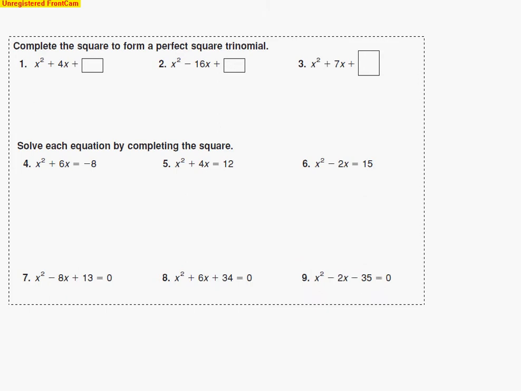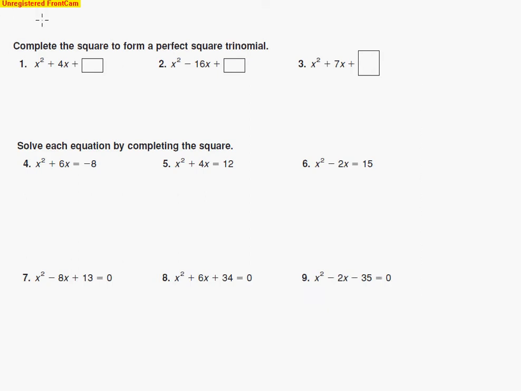And that concept is going to be taken a little bit further in solving by what we call completing the square. So the first few problems on tonight's homework are going to ask us to complete the square, to form a perfect square trinomial. So let's go over real quick what a perfect square trinomial looks like. Basically what it's going to be is two binomials that are exactly the same. So let's take a look at this one here. Let's say it was (x + 3) squared.